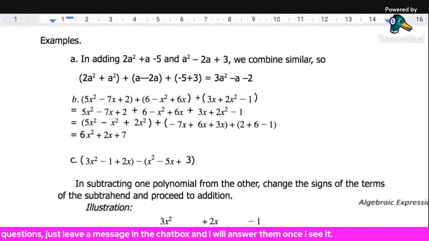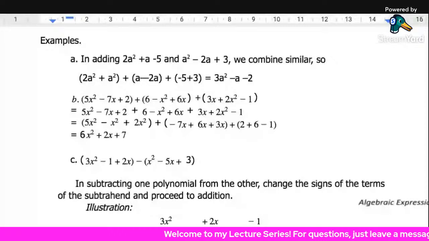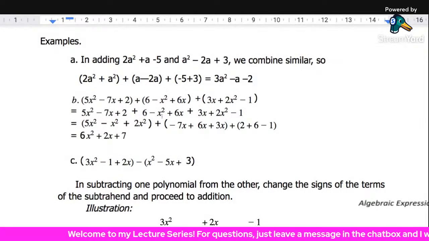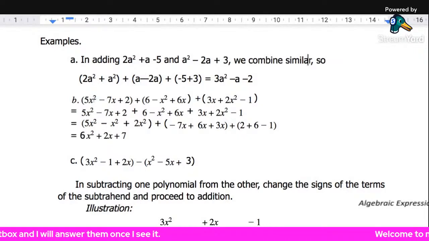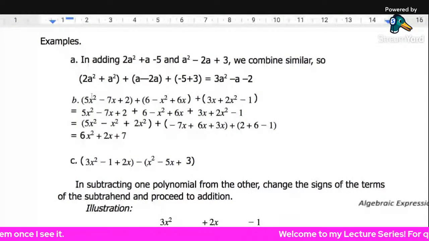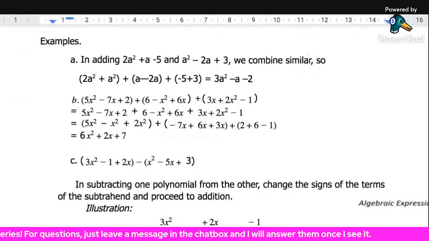Let's have a second example. Here, we're just going to group similar terms. If you can see, we have x to the second degree. So let's see if there are other terms which are similar to 5x squared. We can spot it immediately. We have 5x squared, we have minus x squared, and we have positive 2x squared. So we can combine them.